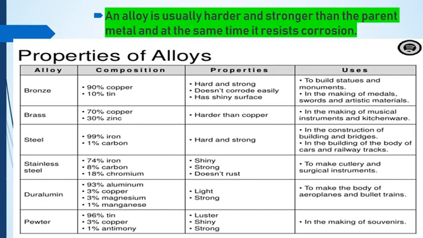Next, stainless steel. This is a mixture of 70% iron, 8% carbon and 18% chromium. So what are the properties? Shining, strong, doesn't rust. It is used to make cutlery and surgical instruments. Cutlery means the cutting knives we use at home. Surgical instruments in hospitals are made of stainless steel because it doesn't rust.